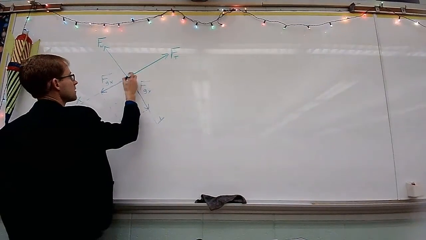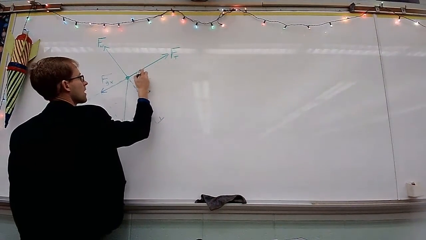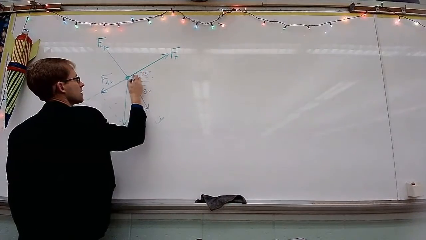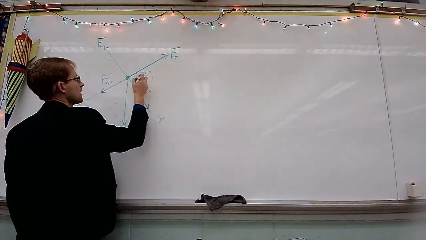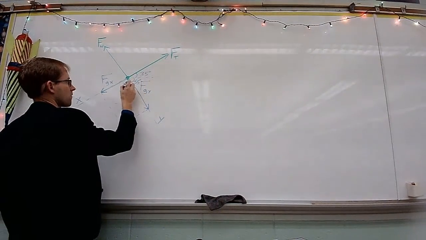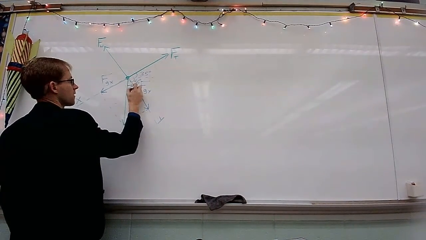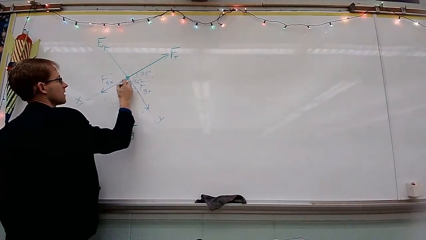35 degrees would fit in on the right side. So as we alternate, they have to add up to 90. So it'll be 35, 55, 35. You get the idea.